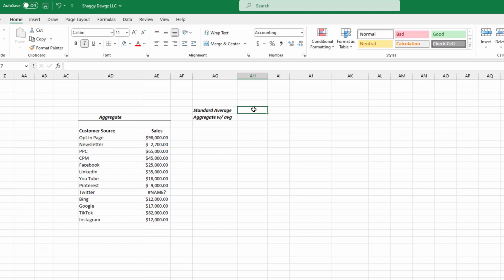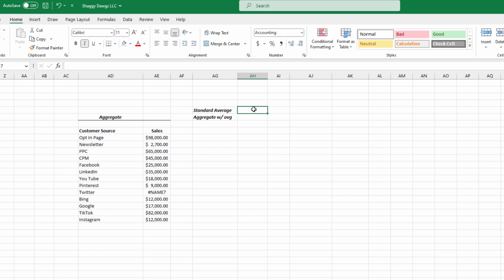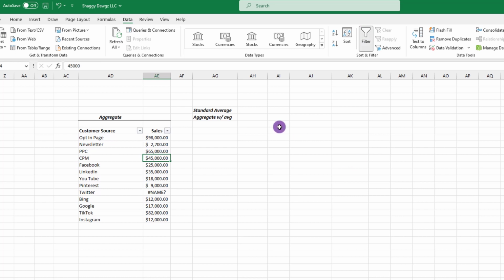Another big box office draw with the aggregate function is it allows you to ignore hidden rows, you can ignore errors in your cells, and you can also filter records, which is really cool. So let's see this in action. Here we have our customer sources. Here we have our sales. Also take note that we have an error in our data, and I'll turn the filter on for demo purposes. To get us started, let's try and take a standard average and see what we get.